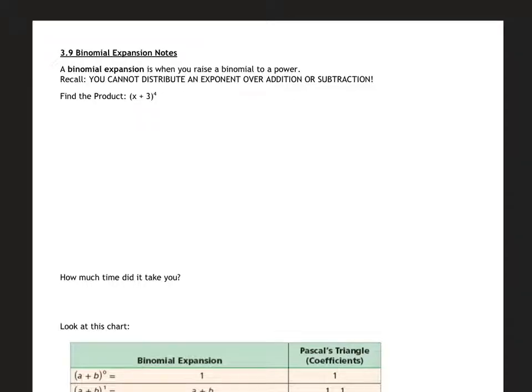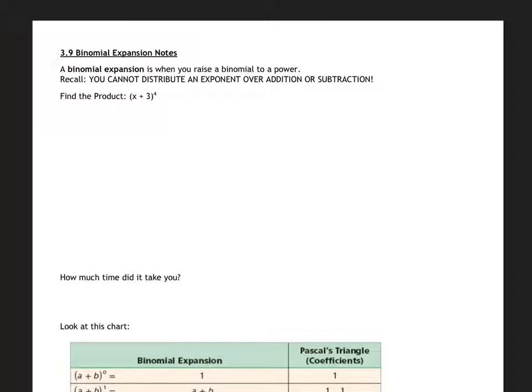All right, last one for the week. If you have not watched Pascal's triangle, please go back and watch it so you know what's going on. That is something you need to know first before we get into our binomial expansion. So if you have not watched the Pascal's triangle, stop this video, go watch that quick. It's like 3 minutes, maybe 4 on a long day, and then come back to binomial expansion.